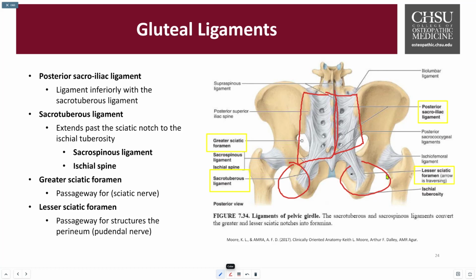We also have the sacrospinous ligament. This extends from the ischial spine to the sacrum. It converts the greater sciatic notch into the greater sciatic foramen. So it's on the left side, shown here in the yellow structure over here. Keep in mind that the greater sciatic foramen is the passageway for the sciatic nerve, and the lesser sciatic foramen is the passageway for the pudendal nerve.